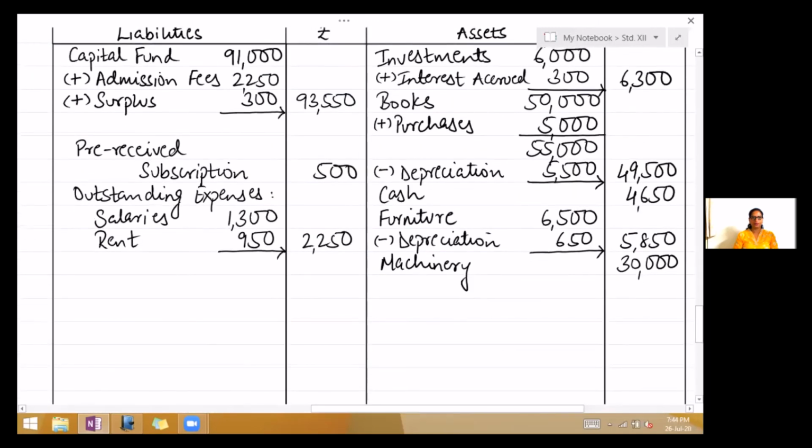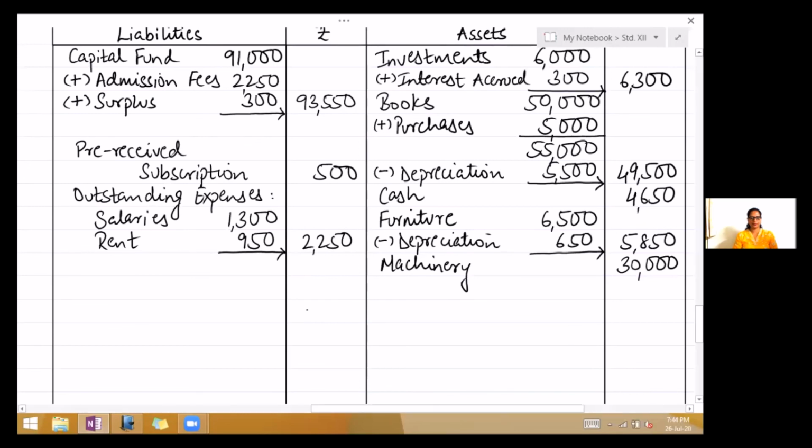Take the total of the liability side. Total is 96,300. Write it on the asset side as well, 96,300.